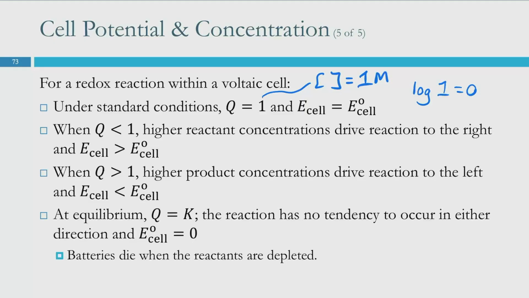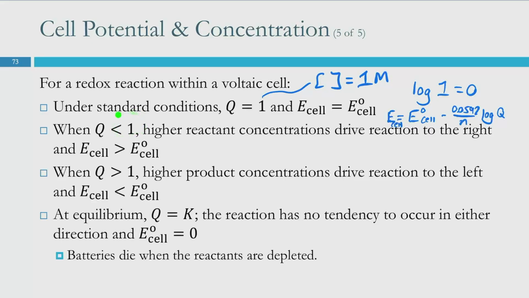Remember that log of 1 is 0, and so for our Nernst equation, this log Q, this whole term over here turns into 0. So under standard conditions, Q is 1. This whole right term disappears, and so our cell potentials are the same as the standard cell potentials.